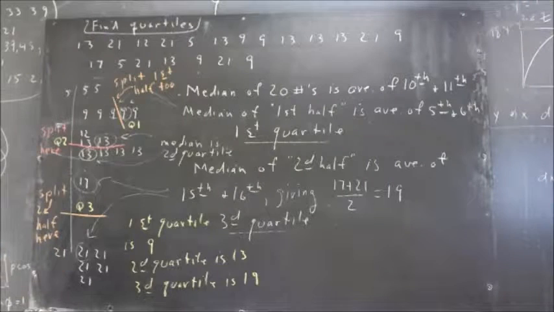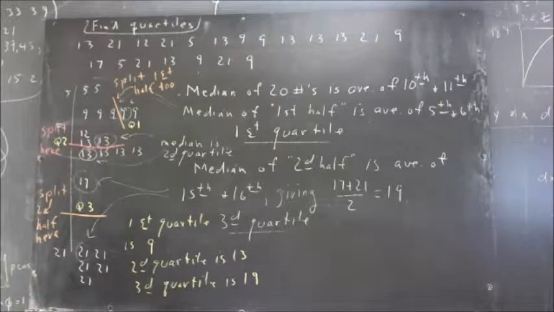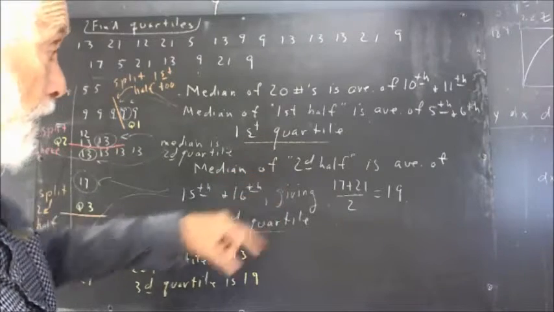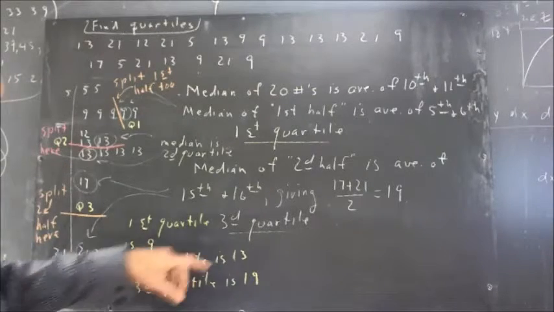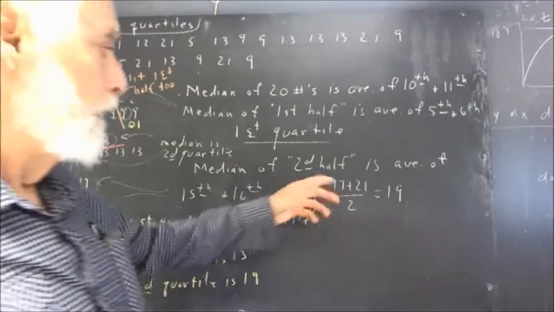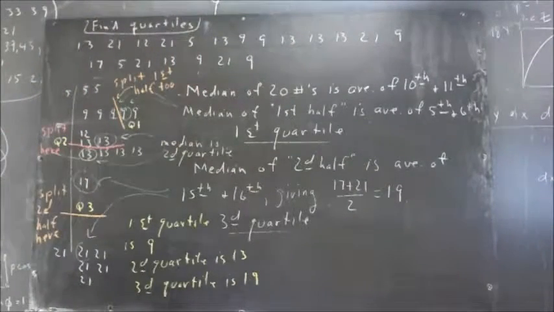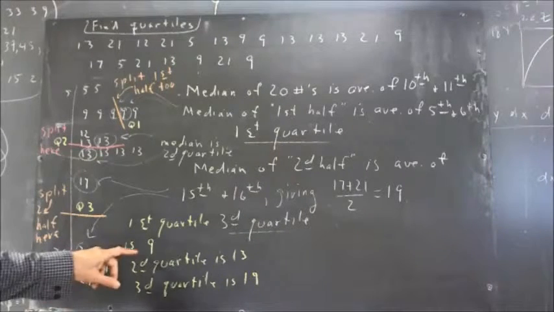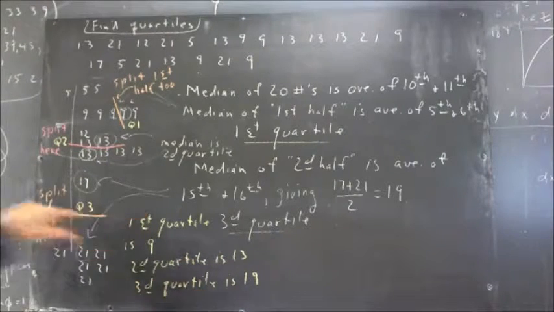We split the second half the same way. When we throw out the 4 largest numbers and the 4 smallest numbers, we end up with 17 and 21. So the median of the second half, the point where we cut the second half, is halfway between 17 and 21. And that's the average of the 15th and 16th numbers. The average of those 2 numbers is easily calculated to be 19. So that's our third quartile. So we have first quartile, which is at 9. Second quartile is at 13. Third quartile is at 19.